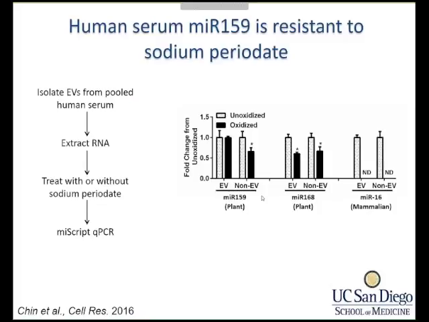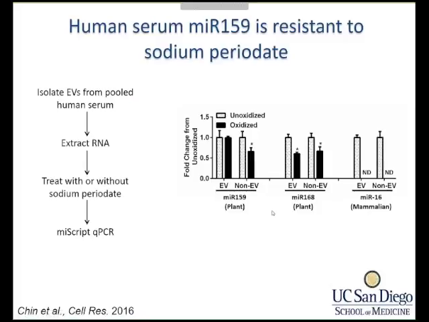isolated from human sera. So in this case, when we compare the plant miR-159, we see that the EV-associated miR-159 are totally resistant to oxidation, suggesting that they have the 2'O methylation and it's from a plant origin. In contrast, in the non-exosomal fraction, a significant fraction of miR-159 is oxidized and cannot be detected compared to the unoxidized control.